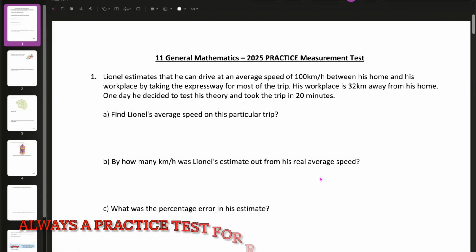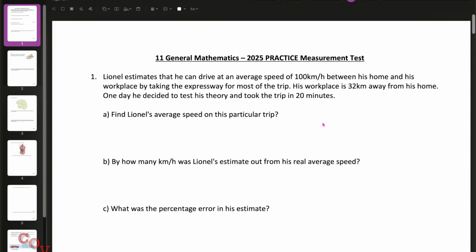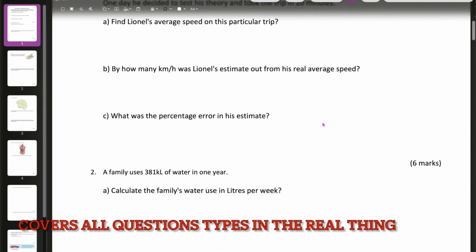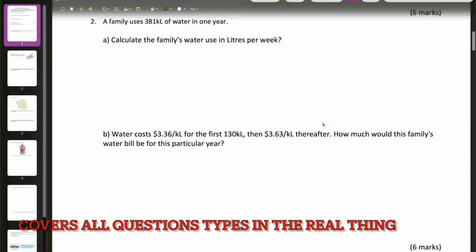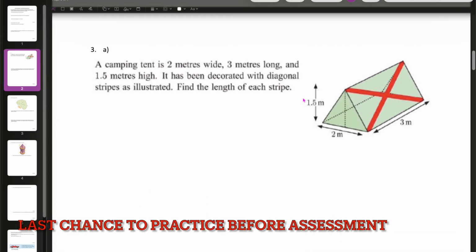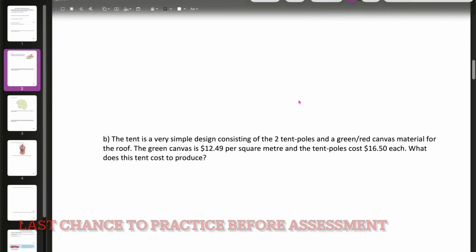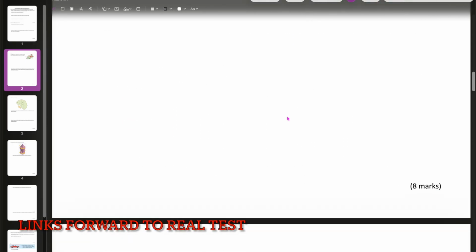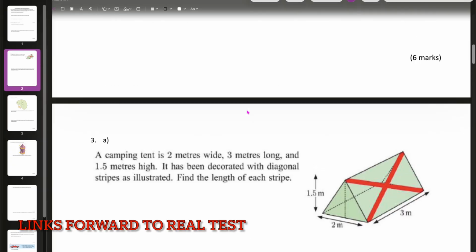Before your real tests, you will always get a practice test to help with your revision. Practice tests cover all the question types you need to be ready to answer in the real test when it comes about. Practice tests are your last chance to practice the skills before you are assessed on them. Everything asked in the practice test can be linked forward to the real test.